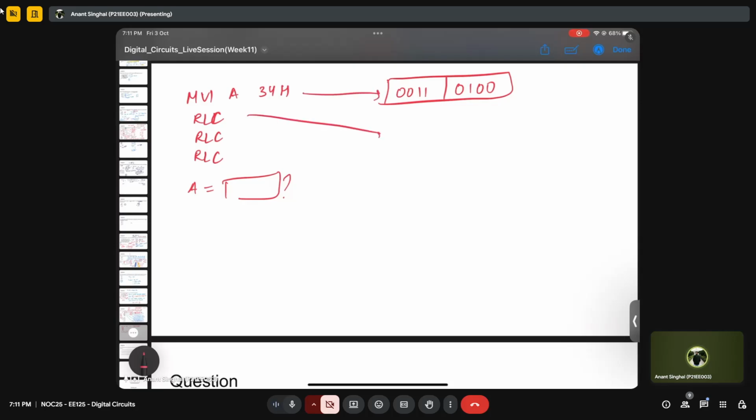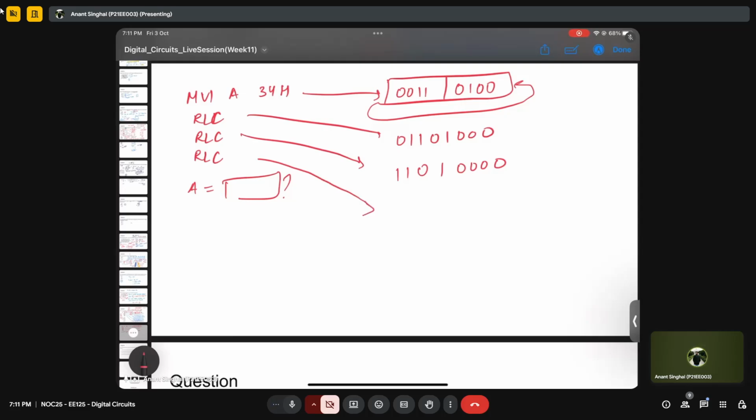The second will do a left rotation, that means 0 1 1 0 1 0 0 0. The second will do 1 1 0 1 0 0 0 0. And the third one will do 1 0 1 0 0 0 0 1. So this will be the final. So this is 1 0 1 0, which is A, and this is 0 0 0 1, which is 1. So the final contents will be A1H.